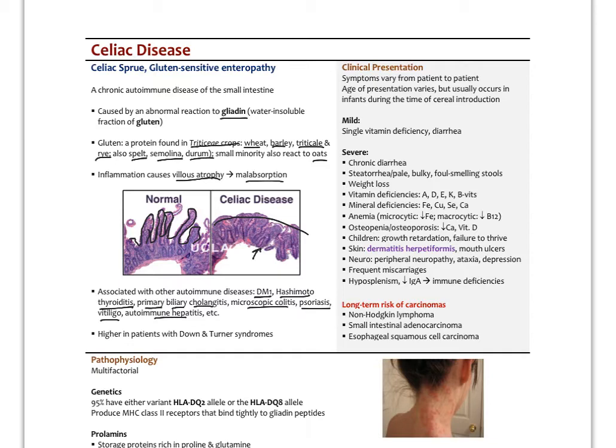The presentation is going to vary, and the age of onset varies, but usually occurs in infants during the time of cereal introduction.